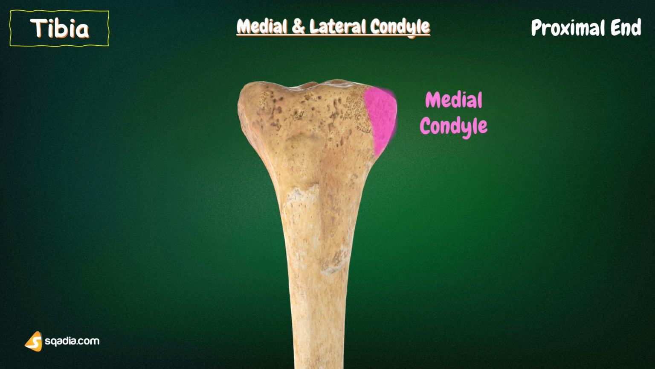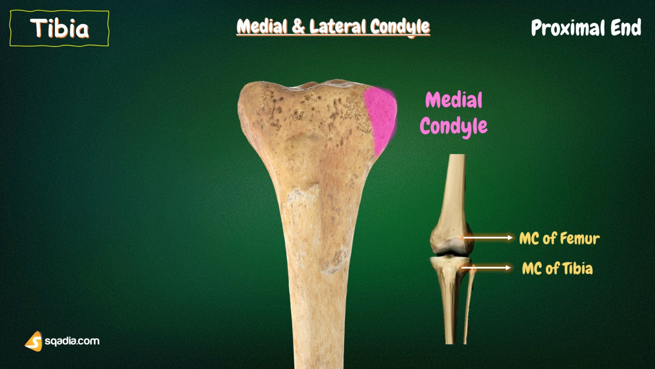Here you can see the highlighted expanded part of the proximal end. This is the medial condyle. The medial condyle is larger than the lateral condyle. Its superior surface articulates with the medial condyle of the femur.